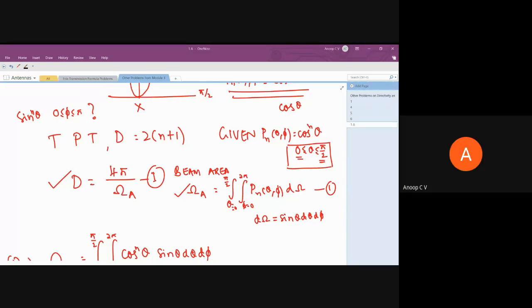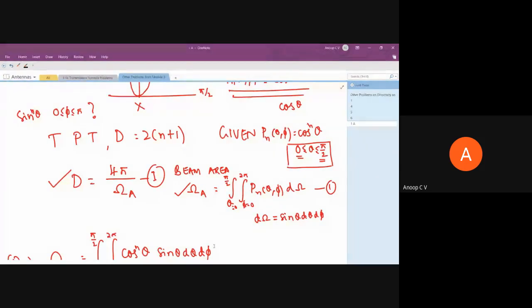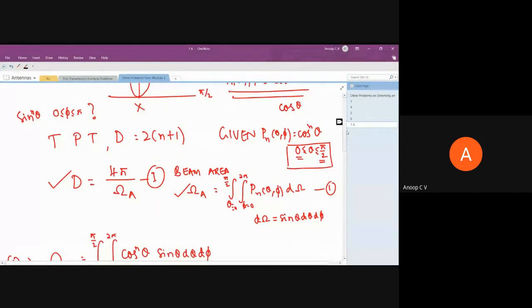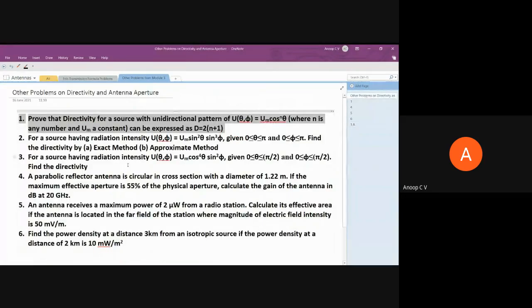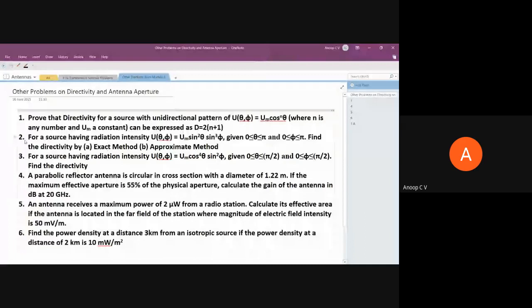So that's about that problem. Now we'll move on to the next problem. Normally, problems 2 and 3 I didn't solve in that video, because we have solved similar problems. But I received requests, so maybe one of these problems should be solved. So I'll solve one of these problems. Which one should I solve, 2 or 3?